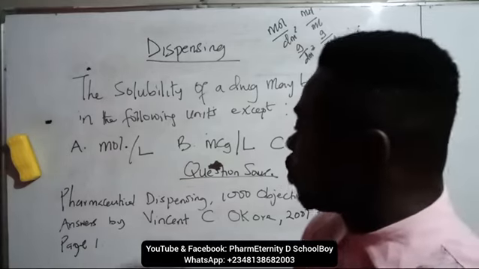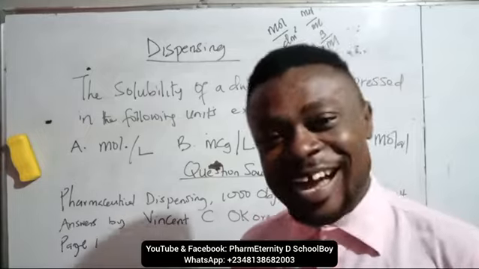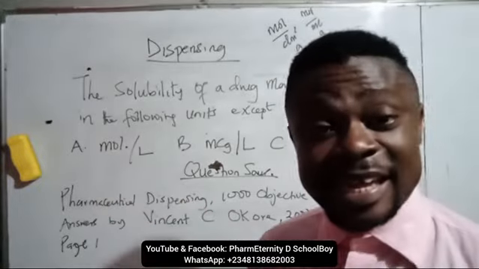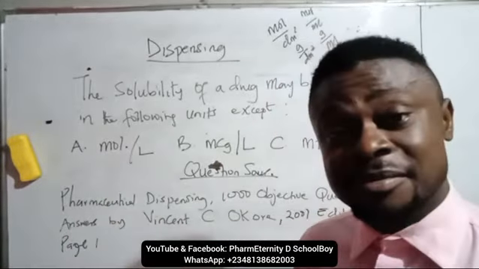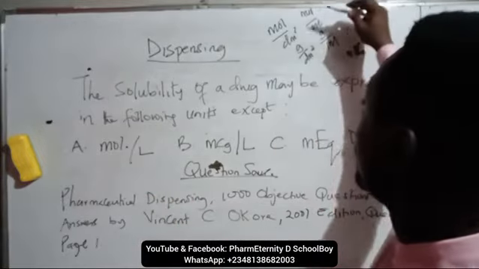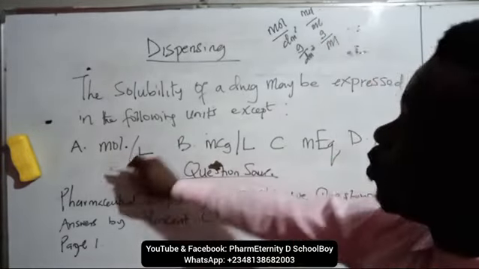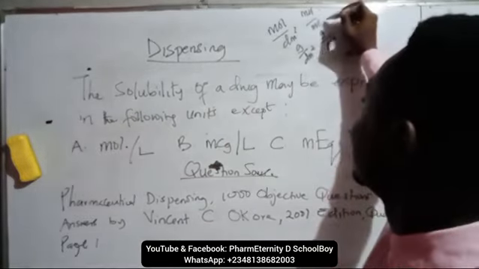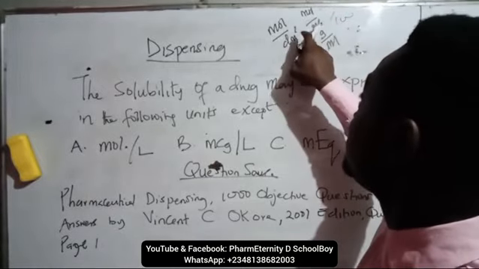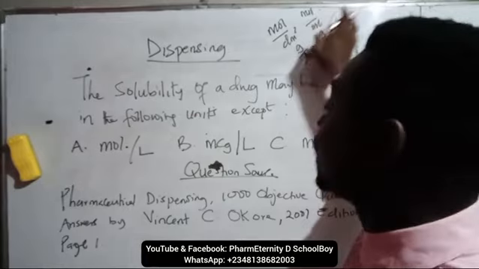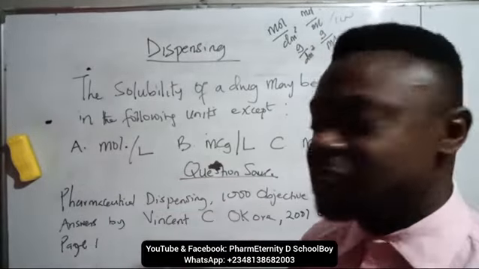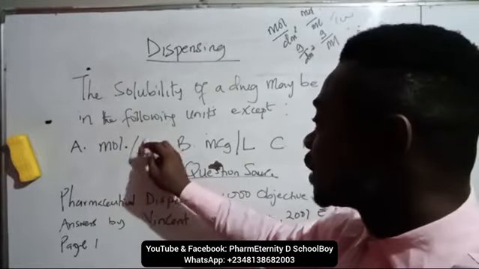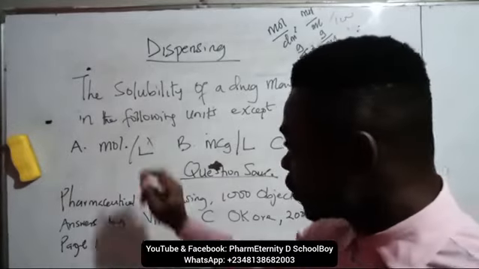Option A says mole per liter. Yes, option A is a concentration term. And solubility can also be moved from mole per ml to mole per liter, by just dividing by 1000, converting ml to liter. So solubility can be expressed as this. So this is not the answer, because the question says except.